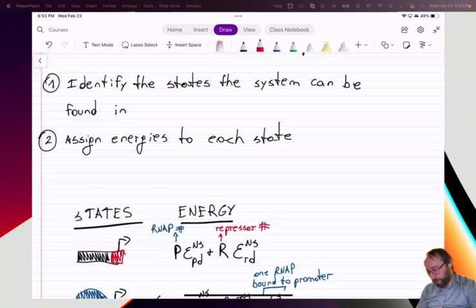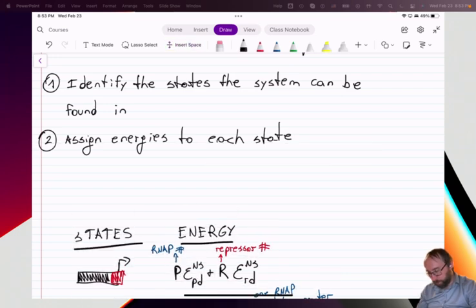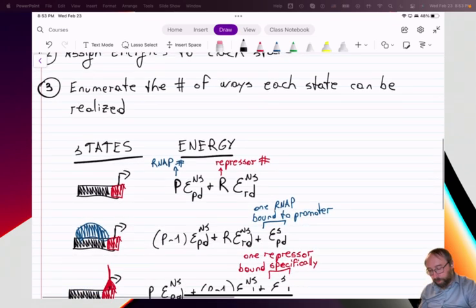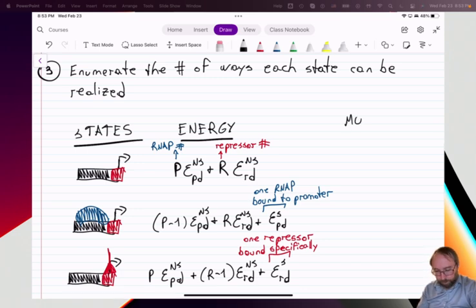All right, so what's next in the protocol? Well, the next part of the protocol, if you remember, is to enumerate the number of ways each state can be realized. Basically, we need to figure out what the multiplicity is. All right, so I'm going to write multiplicity.